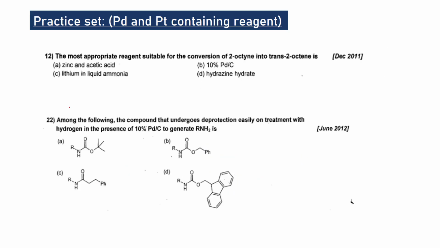The most appropriate reagent suitable for the conversion of 2-octyne into trans 2-octene. So 2-octyne, so there is an alkyne. I am not drawing the other part. You have to form a trans 2-octene. So what will be the correct reagent? So if you add zinc acetic acid, lithium in liquid ammonia, H2/Pd, or hydrazine hydrate.